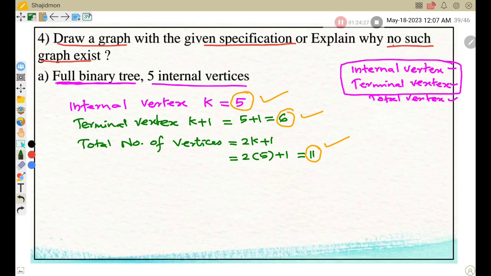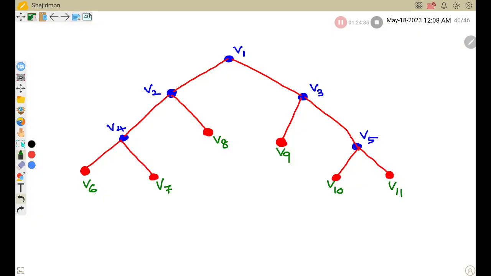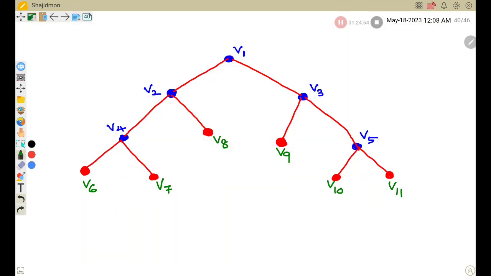So you can see whether it is correct or not. Yes, totally 11 vertices, internal vertices 5. So automatically terminal vertices will be 6, correct? You can see 1, 2, 3, 4, 5 and 6 terminal vertices. So this is the full binary tree representing that specification. Hope you understood. A full binary tree with 5 internal vertices we can represent like this.